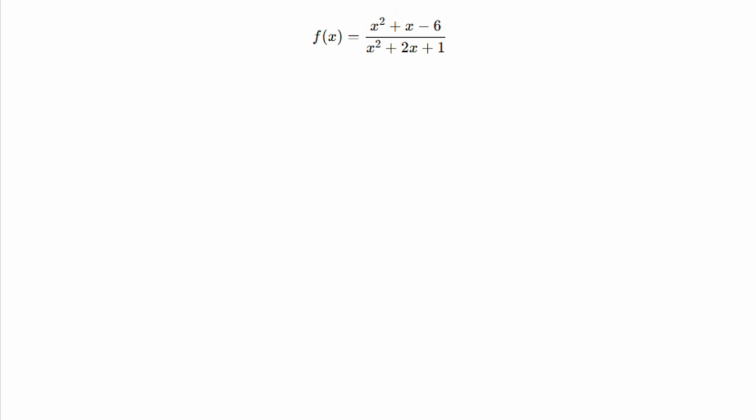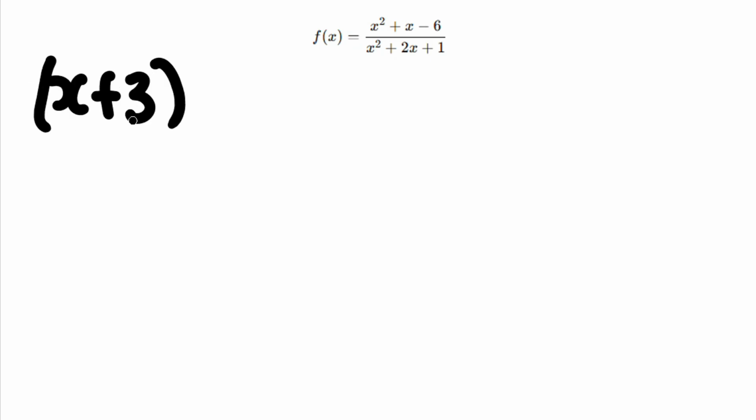Okay, let's look at another question. You see that in this one, none of the factors are factorized. So I'm going to take the numerator and factorize it. We've factorized it already. This is (x plus 3) multiplying (x minus 2).